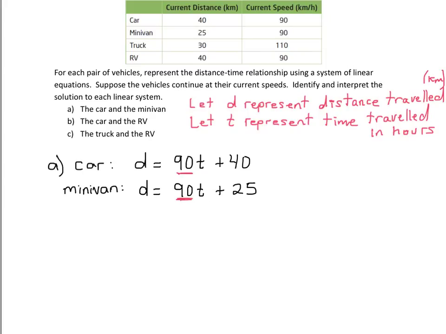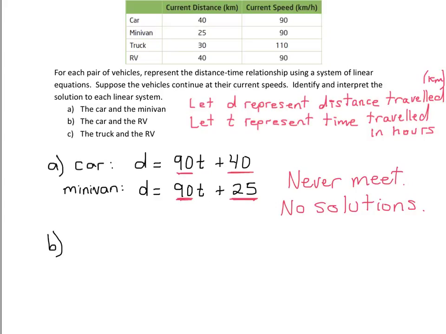Now, if we compare these two equations, we notice that the slopes, or the speeds, are the same. When their speeds are the same, they're traveling at the same rate. But their starting points were at different distances. So these two vehicles are traveling along at the same speed, but at different distances from the start. So they will never meet; one will never catch up to the other. As a system of linear equations, there would be no solution to this system, because those two lines would never cross or meet. So there's no solutions.